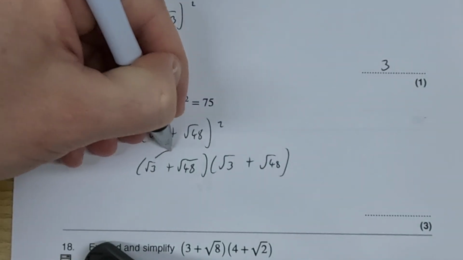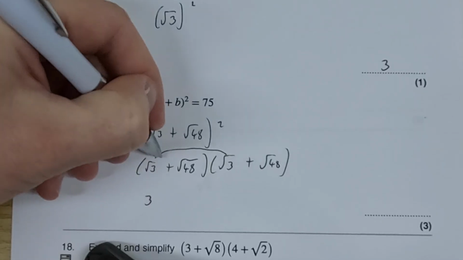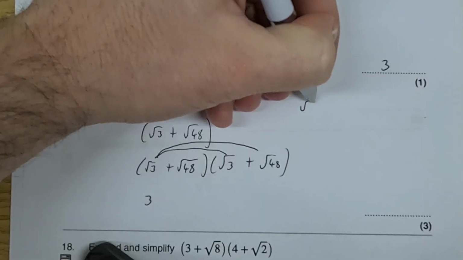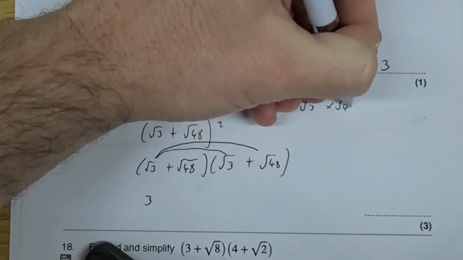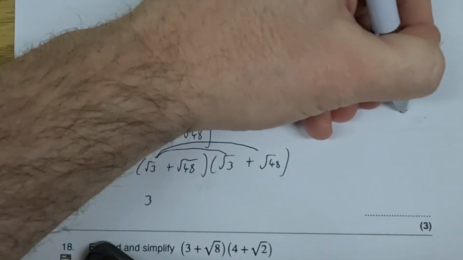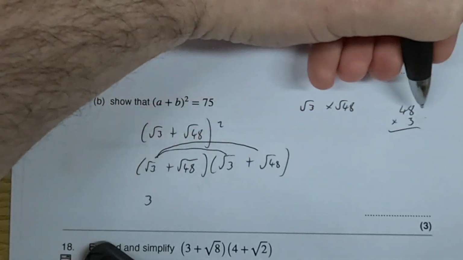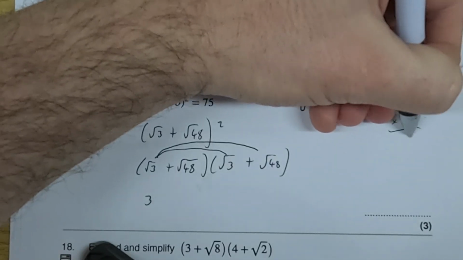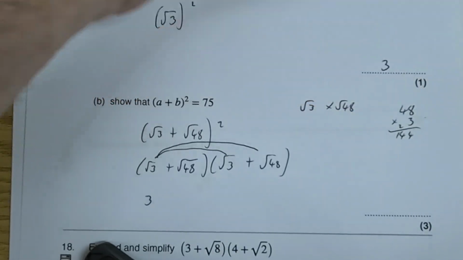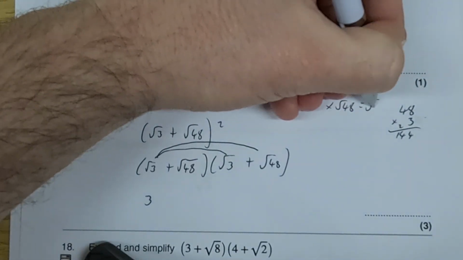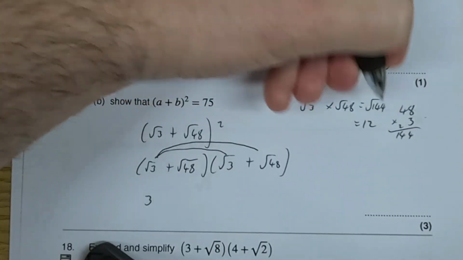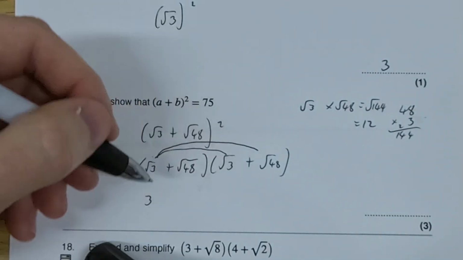So we've got root 3 times root 3, that's equal to 3. Then we've got root 3 times root 48. Well, let's work out what that would be. So root 3 multiplied by root 48. So 3 times 48, well, let's work out what that is. So we've got 48 times 3. 3 times 8 is equal to 24. Put the 4 down, carry the 2. 3 times 4 is equal to 12, plus 2 is equal to 14. I'm just laughing because that's equal to the square root of 144. And if you square root 144, that's equal to 12. So root 3 times root 3 is equal to 3.